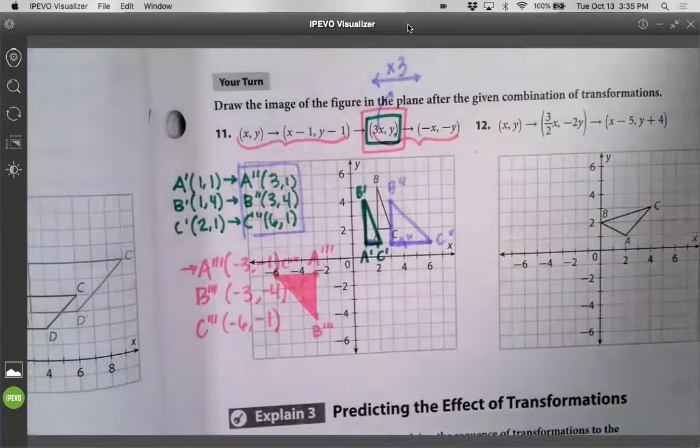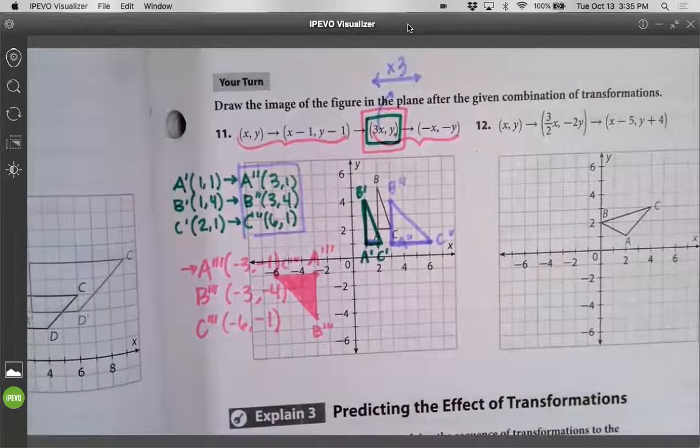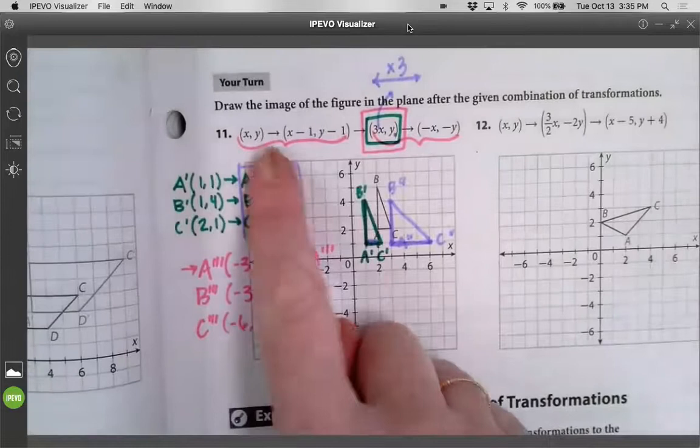Sequences of transformations involve doing the exact same things that we had been doing before for translations, for rotations, and for reflections. The only thing that is new here is that now you're stacking them up. And instead of doing them one at a time, we can do two or three or four or however many we need to.